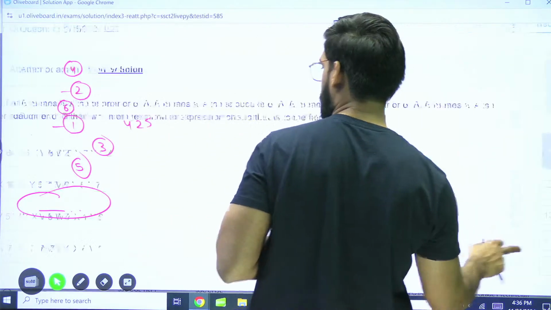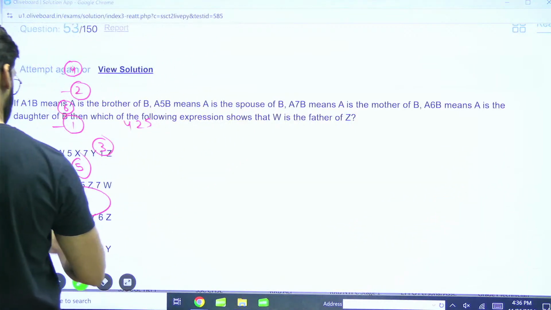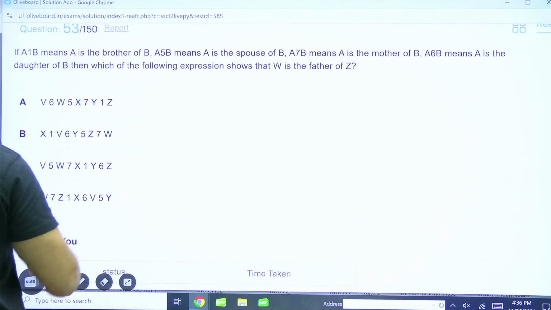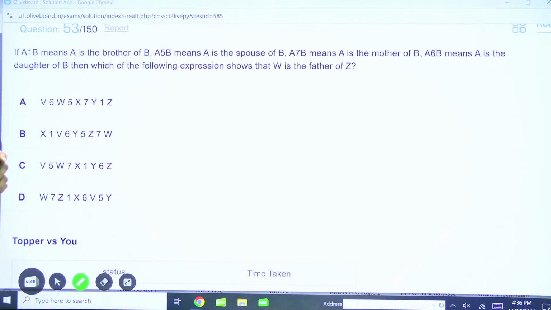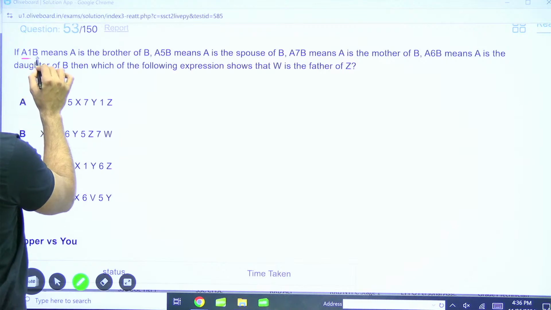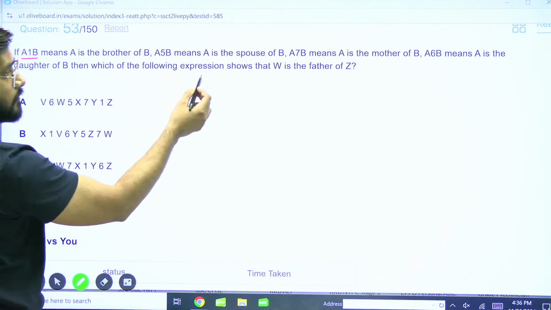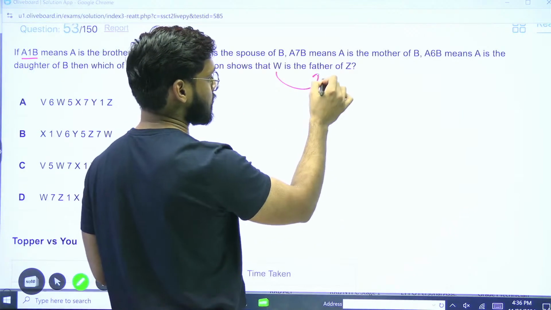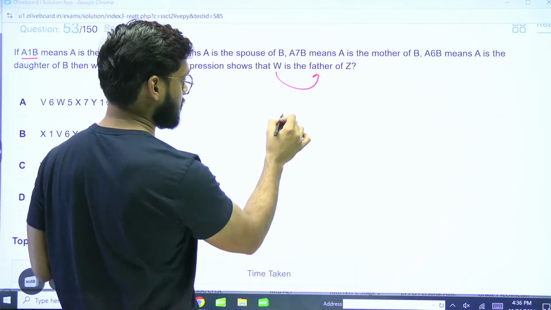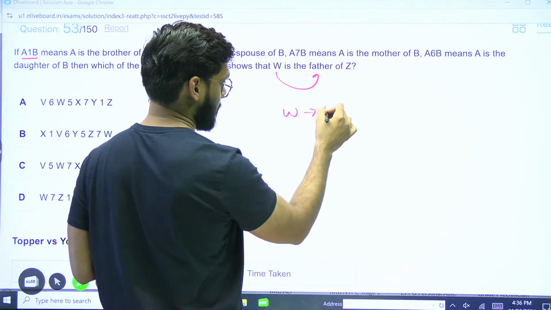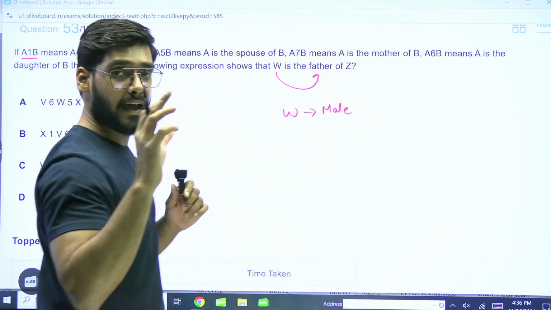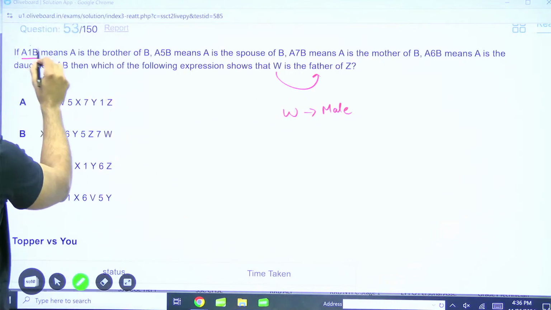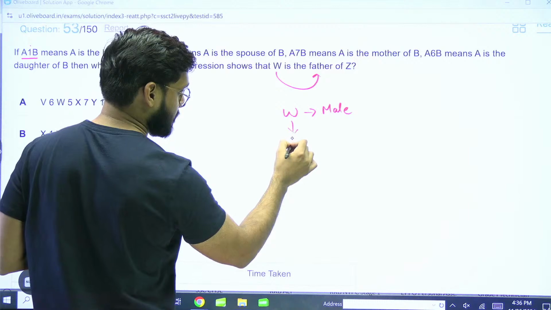23rd question we are having on our screen. Let's see how to solve this one. 1 means A is the brother of B. We need to find which of the following expressions shows W is the father. W is the father, which means W should be male. Now with the help of the trick, the male symbol should come after W. 1 means brother, so after W, 1 can come.